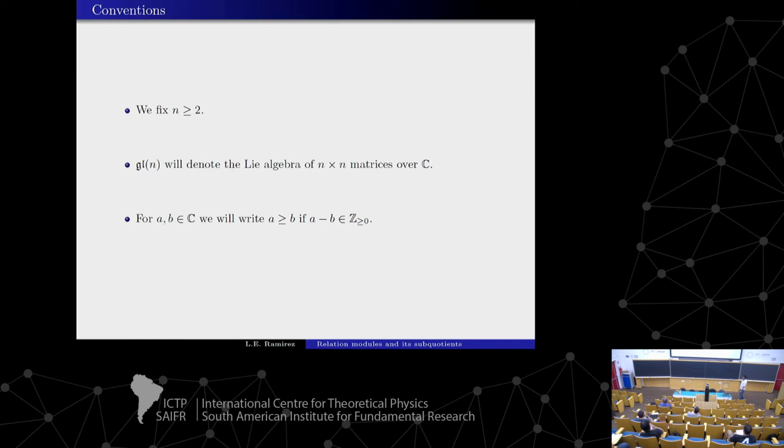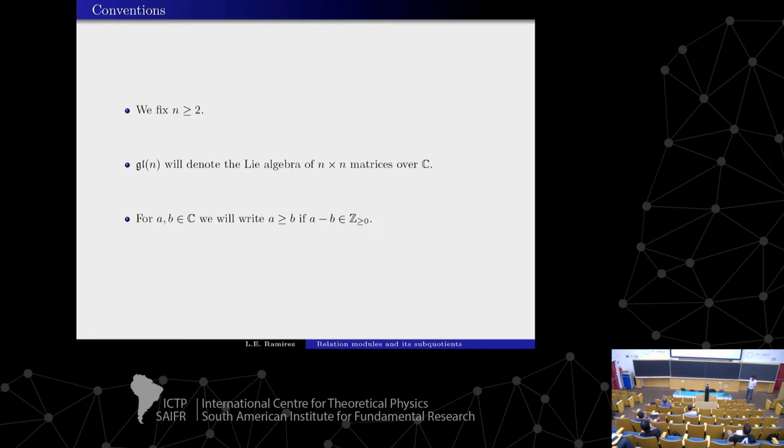Okay, so during the talk, I will fix this N. GLN is the algebra of N by N matrices. Just a convention: in case I have two complex numbers and I write this, that means that the difference is just a non-negative integer.